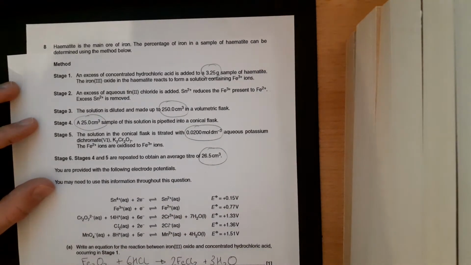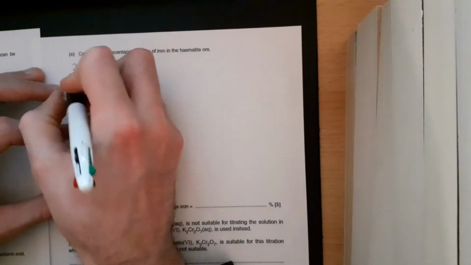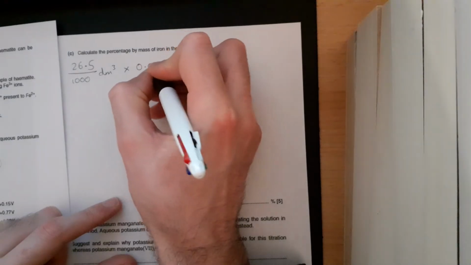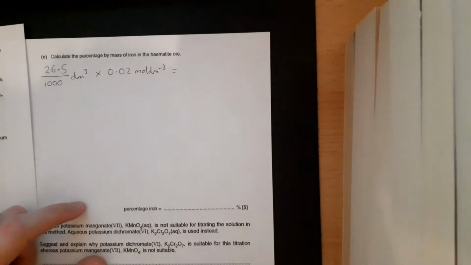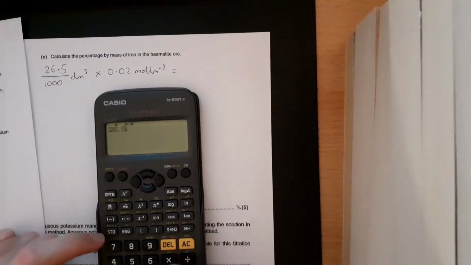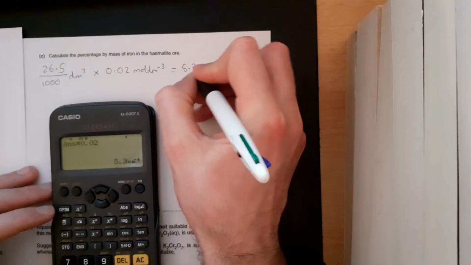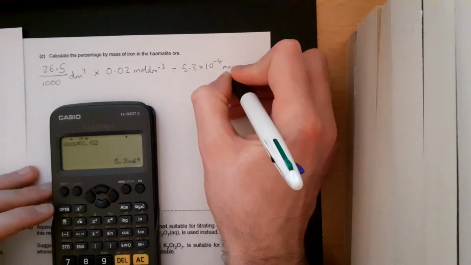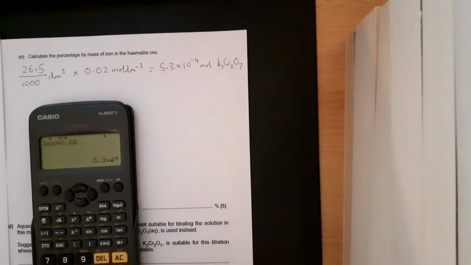Okay. So we're going to do 26.5 over 1,000 to get it into decimetres cubed. And we're going to multiply that by the concentration, which was 0.02. Right, let's work that out. 26.5 over 1,000 times 0.02. So we got 5.3 times 10 to the minus 4 moles of, that's the potassium dichromate solution.